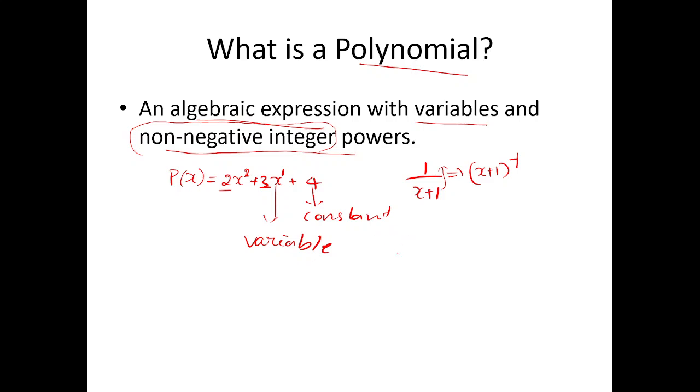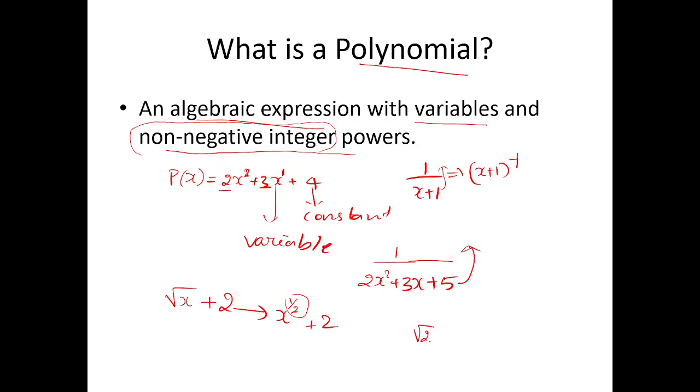If I take one more example, 1 by 2x square plus 3x plus 5, is it a polynomial? No. Again, if I take this to the numerator, the power becomes minus 1. If I consider square root of x plus 2, is it a polynomial? Again no, because here the variable is x and the power of the variable is not an integer. Here it is a fraction, so it is not a polynomial again.